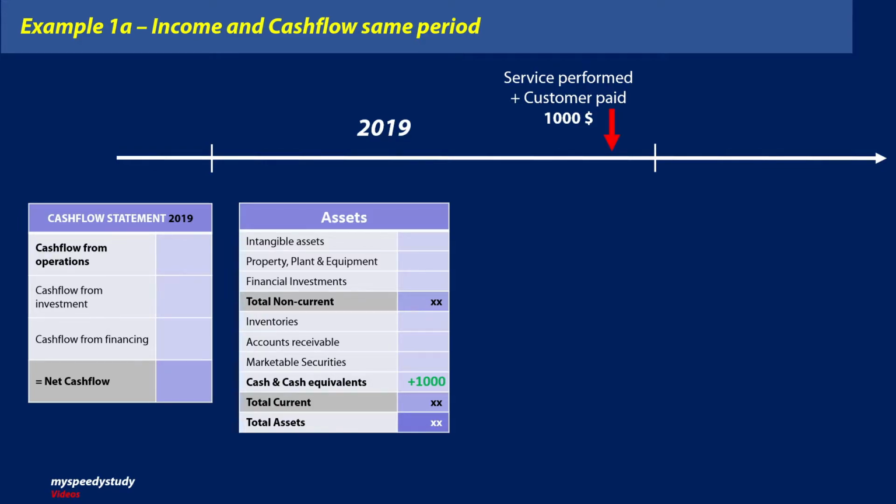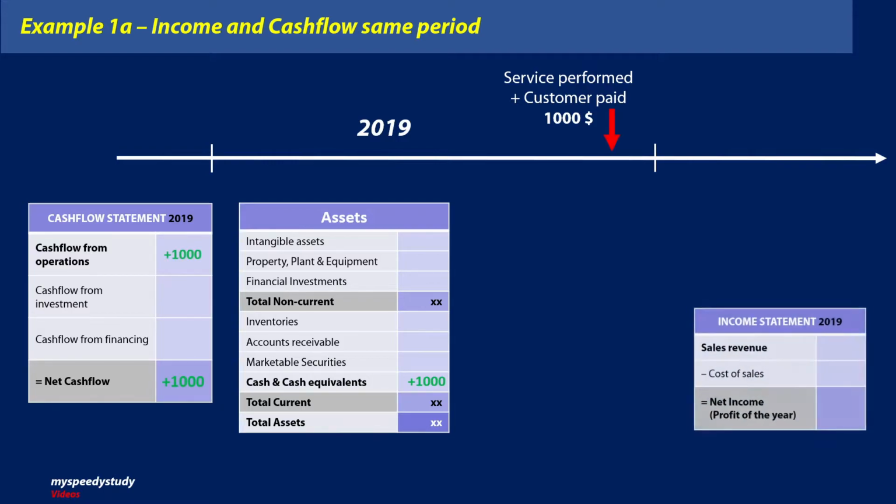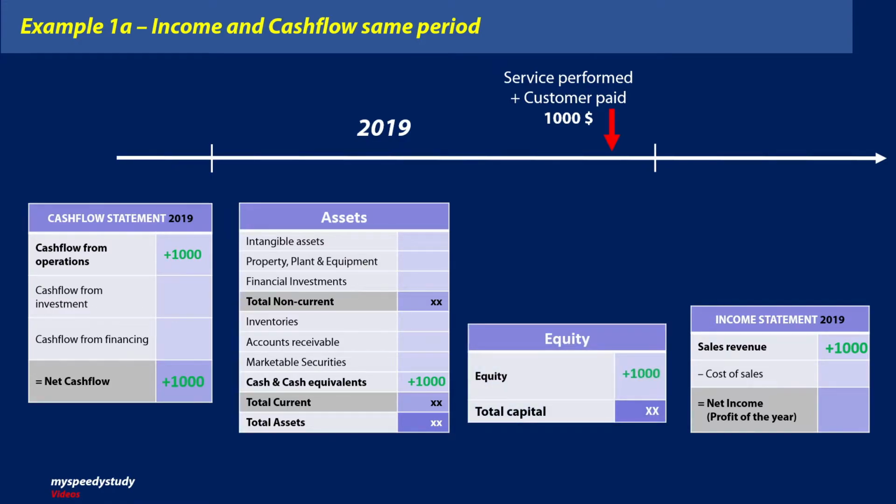But it is also a service revenue. The 1,000 increase profit and therefore equity. As you can see, both sides of the balance sheet have increased by 1,000. We have 1,000 in cash, increasing the asset side, and since this is a sales revenue, 1,000 that increases equity. And we have a revenue and a cash flow at the same time. We have a revenue because a service was performed, so the company has earned the revenue.